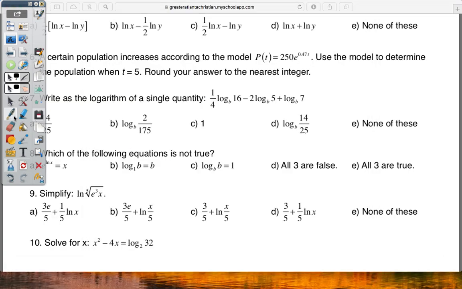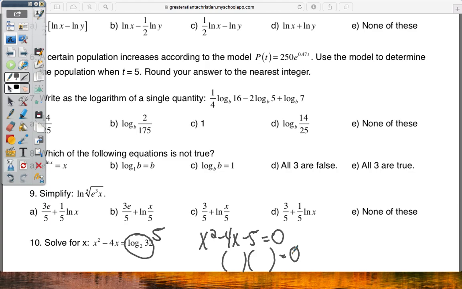So what's nice about that, because it doesn't have a variable, we didn't have to change it to exponential. We have 5. We can just shoot it to the other side, right? Leaving us with x squared minus 4x minus 5 equals 0. So what are the factors of this? 5. Good. Which one's positive? Which one's negative? The 1 would be positive. Good. So 1's your answer.